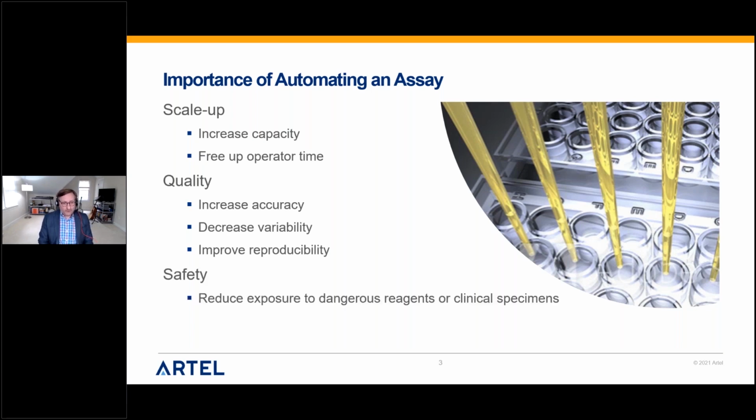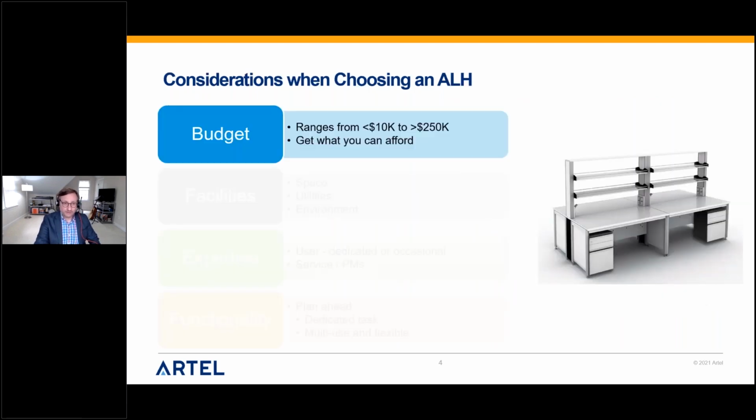And then, the third reason, sometimes people need to consider safety. It's really about reducing exposure to dangerous reagents or clinical specimens. So that's another, third tier of automation reasons.